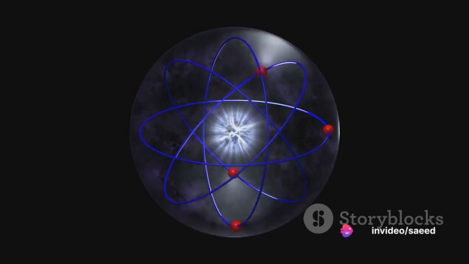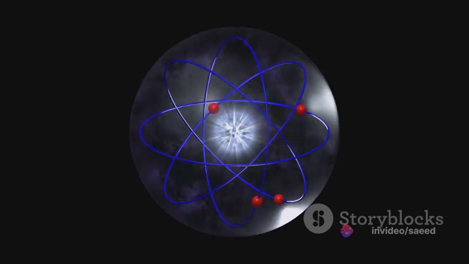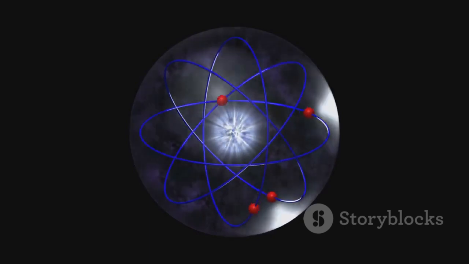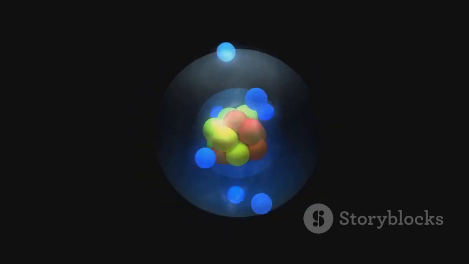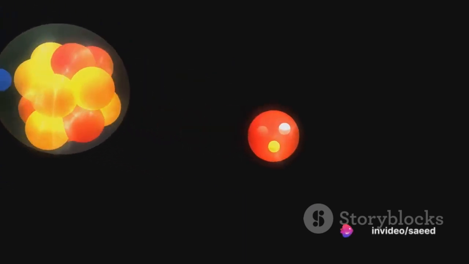In the first energy level, closest to the nucleus, there can be 2 electrons. The second level can hold 8, the third can hold 8 as well, and so forth. Each of these energy levels is quantized, meaning electrons can't just be anywhere. They must occupy these particular spaces.